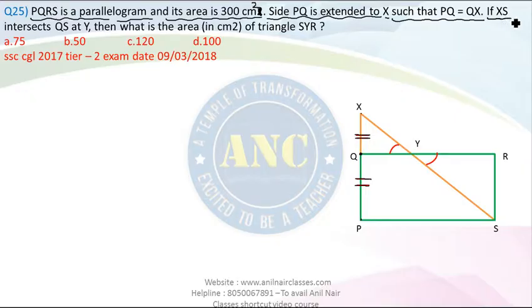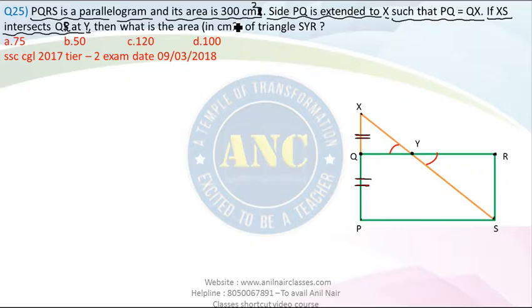Next, XS intersects QR at Y. There is a line called XS, this orange color line is what I am representing here. This particular line XS is intersecting QR, it is not QS here. It is intersecting this line called QR at a point called Y.